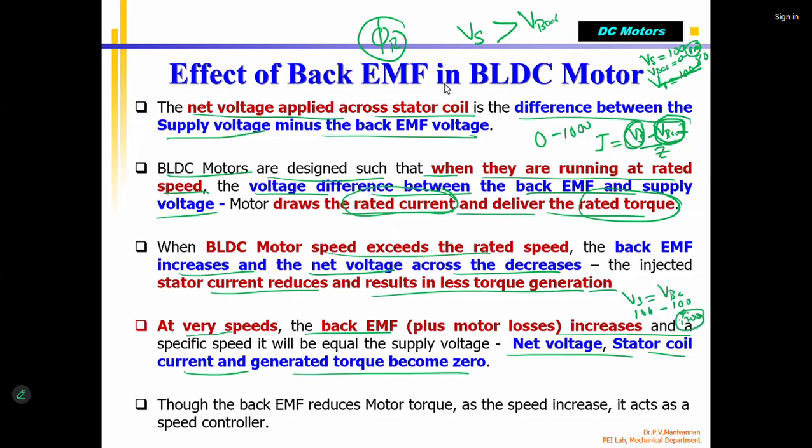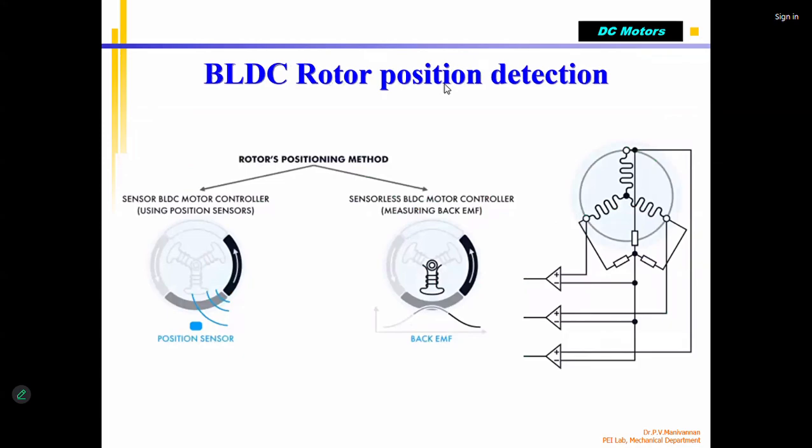This is the rated RPM, 1000. At 1000 RPM, the back EMF is 80 volts, but the difference voltage is 20, so the motor produces sufficient voltage and sufficient torque. But as I increase the motor speed to 1100 RPM, 1200 RPM, at 1200 RPM the back EMF becomes 100. 100 minus 100 becomes 0, so the stator current is 0. So the torque produced becomes 0, which means you cannot drive. This is how it works. So this point should be noted.